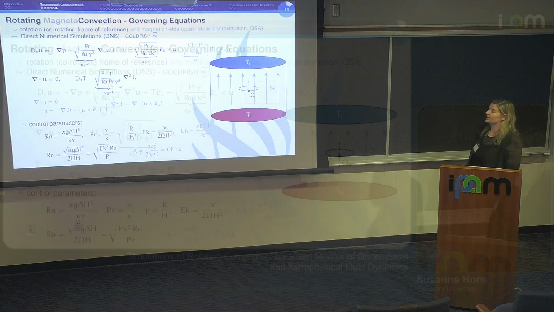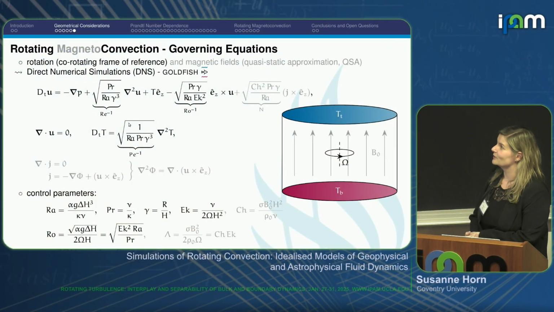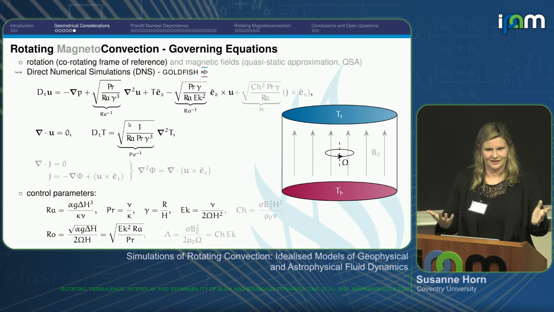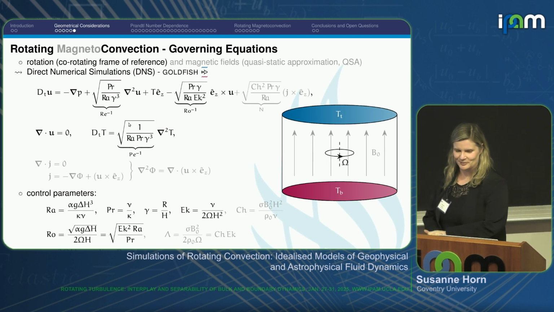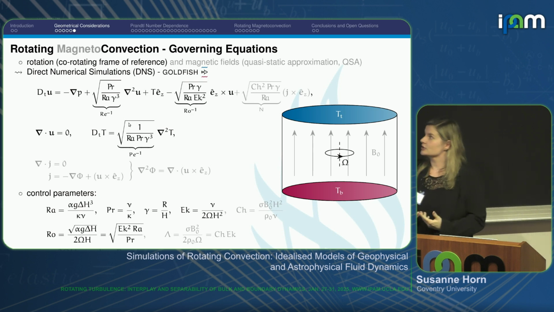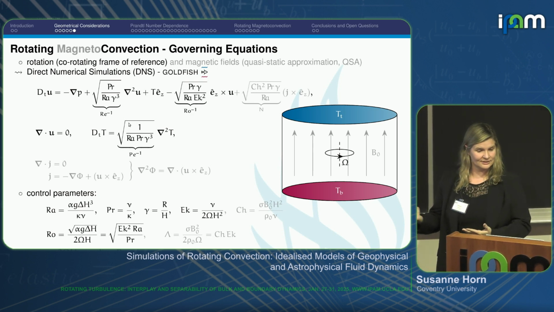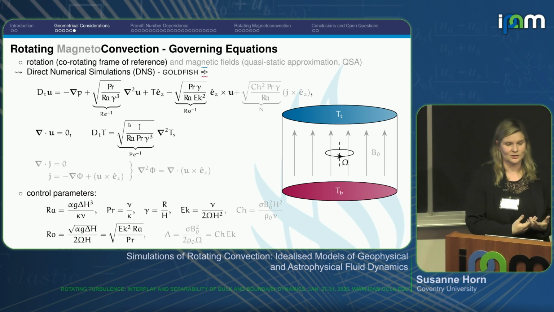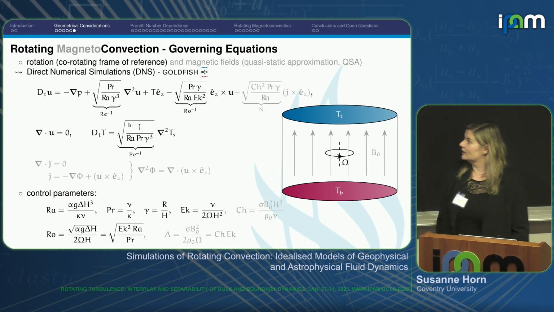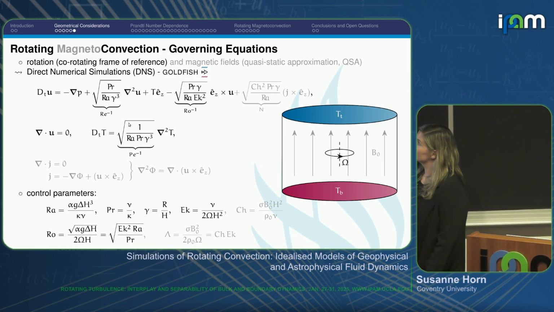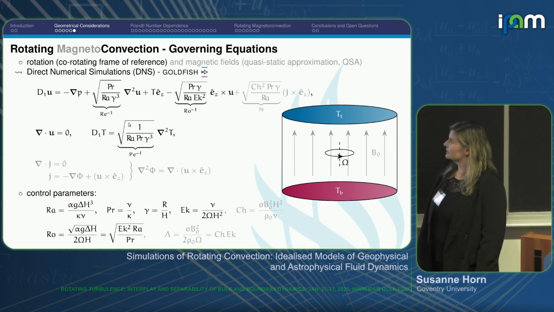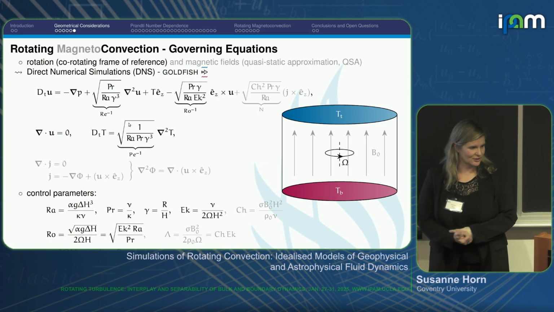So that's why almost all of the rest of the talk will be on cylinders, because again, nice for experiments. And I will start with just normal rotating convection. These are just the Navier-Stokes equations. The main thing is I numerically solved them with Goldfish.